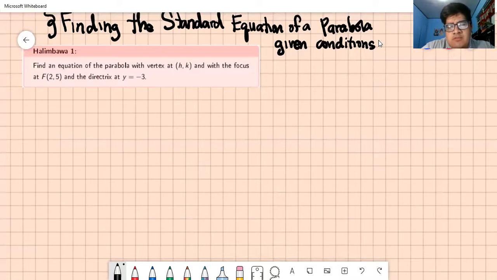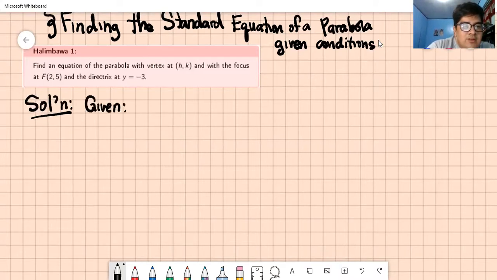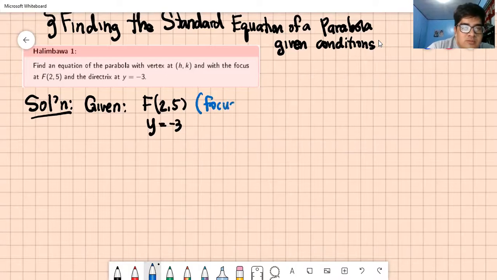Now let's think about it for a second. Wala tayong given a vertex, una sa lahat. Hindi given yung equation niya. So, how are we supposed to know the equation of the parabola? By observing the given. Ganito. Solution. Ano yung given natin? Ang given natin ay focus na 2, 5 and the directrix which is equal to -3. This is the focus and this is the directrix.